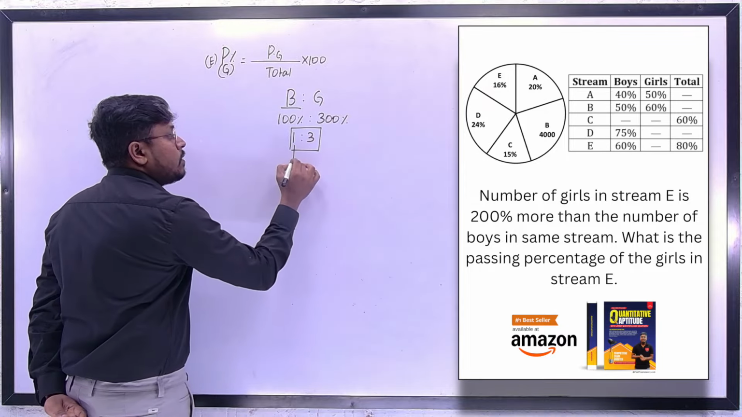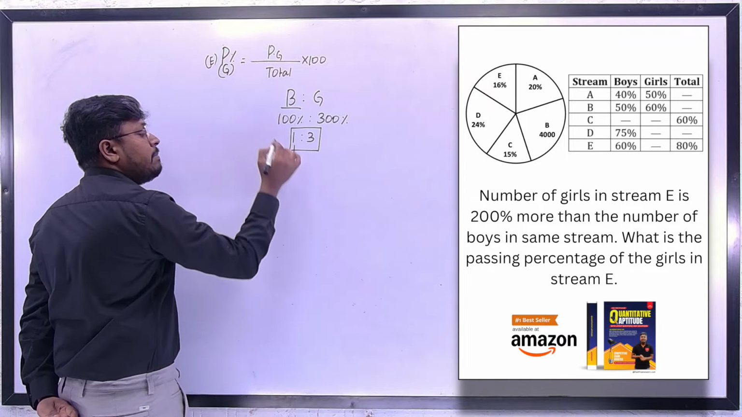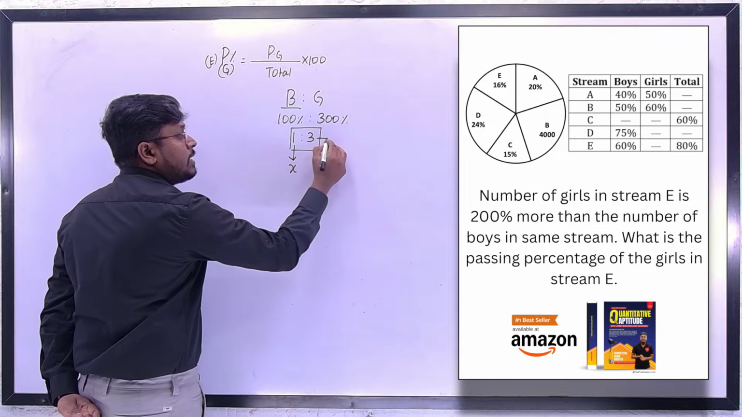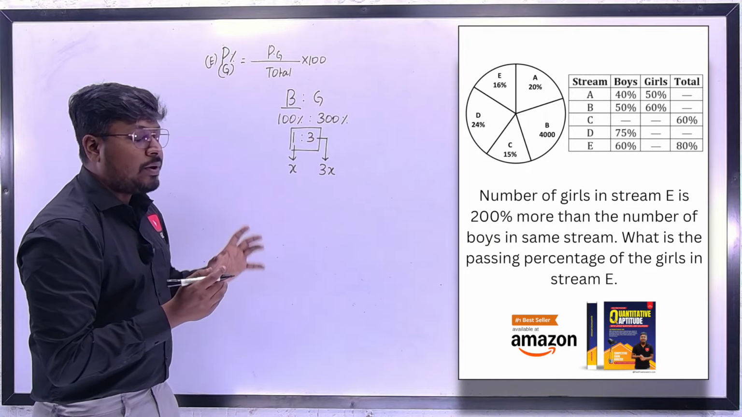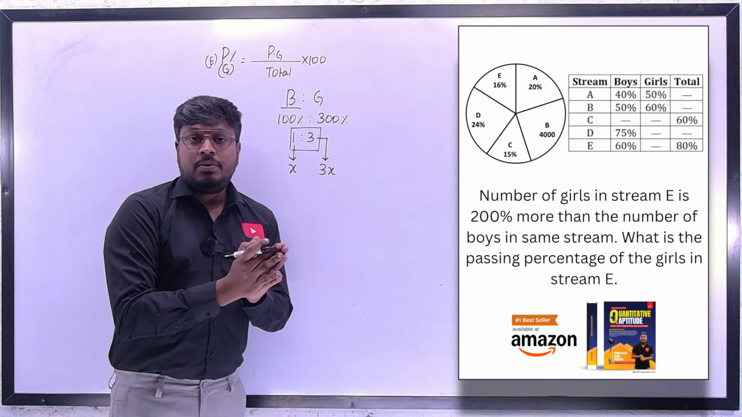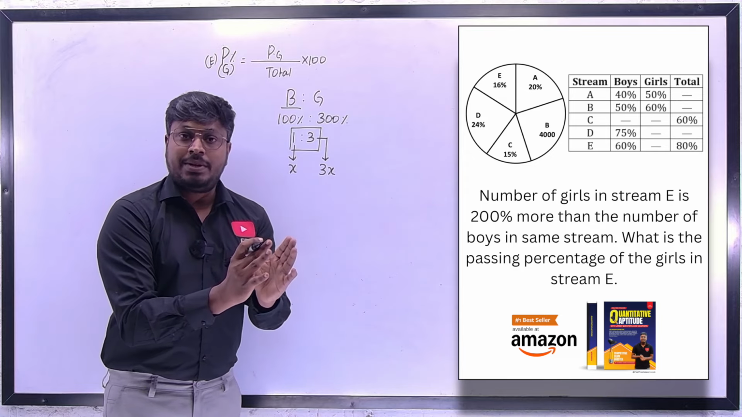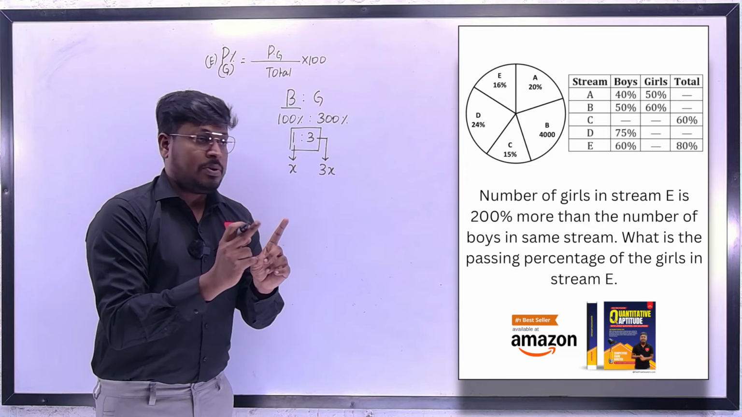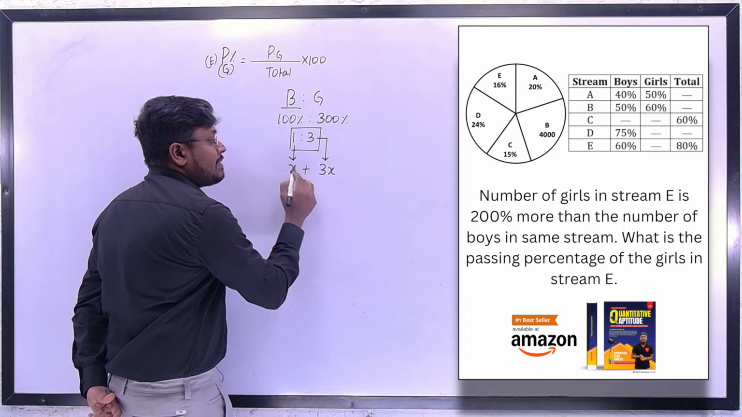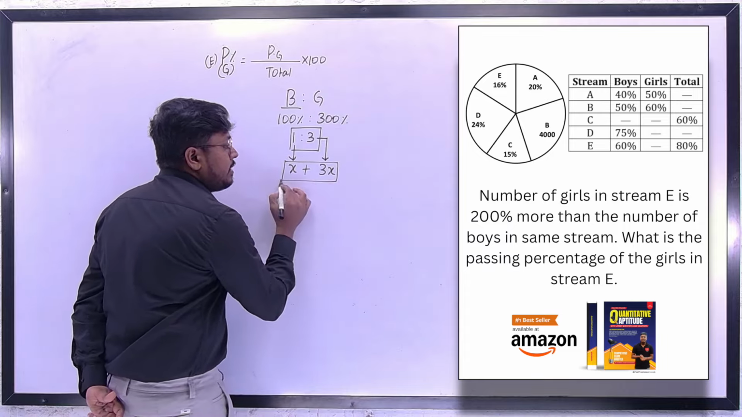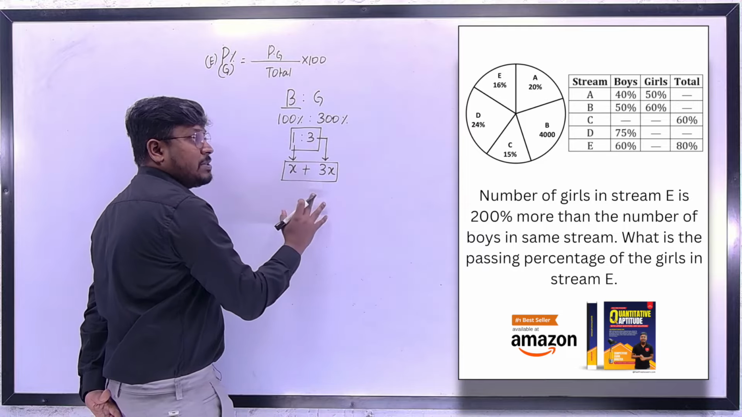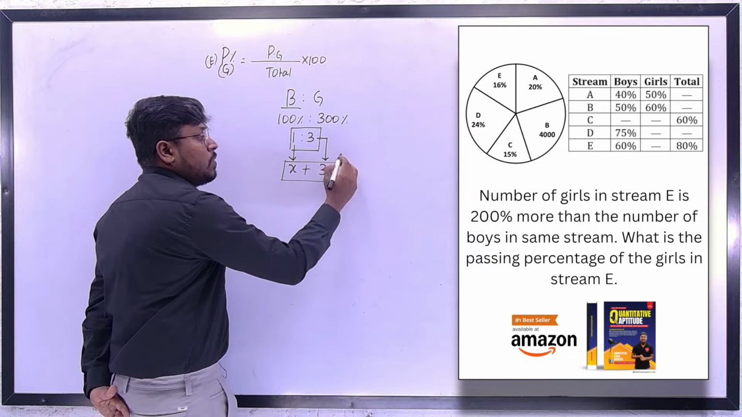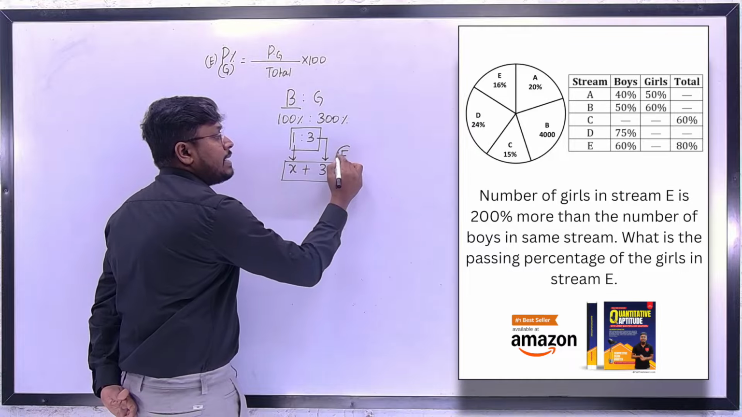So let us take the total number of boys in stream E to be X. What about the total number of girls? It will be 3X. So when you add X and 3X, that 4X value will be the total number of students in stream E. Yes or no, right? When you add X plus 3X, the result will be the total number of students in stream E in the college. Now, we don't know the total number of students in stream E.